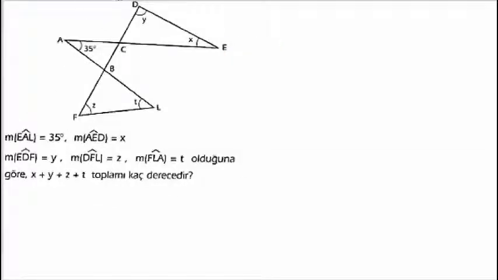Now I will solve the second question for you. The question asks us the sum of x plus y plus z plus t. Because of the rule, the sum of two interior angles, which are y and x, gives us the third one's exterior angle, which is here. So here is x plus y. We apply the same rule here. The sum of z plus t is also the sum of this angle.